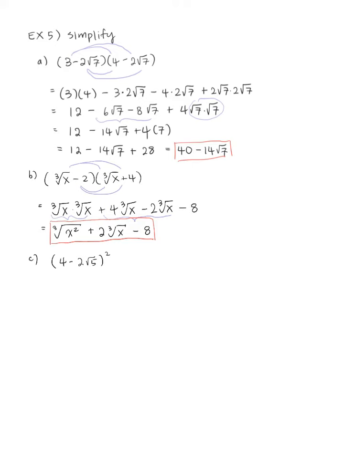All right, let's take a look at part C. Whole quantity 4 minus 2 root 5 to the second power. Now be careful, this does not equal 4 squared minus 2 times root 5 squared. No, no, no. Remember, exponents indicate repeated multiplication. So this is telling you that you need to multiply 4 minus 2 root 5 twice. So be careful right here. Okay, so what we're going to do is the same thing as what we did on part A and B. We FOIL.